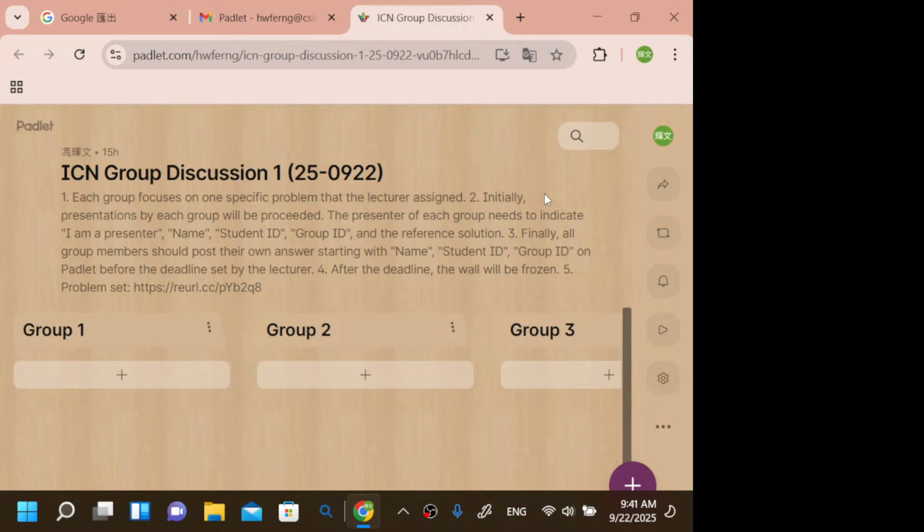So right now we have the presentation later. So of course I ask you to focus on your own problem, right? Group 1, problem 1. Group 2, 2. Groups 3 and 4, it's problem 3. And 5 and 6, 4 and 5. And you have the problem, so focus on the problem.